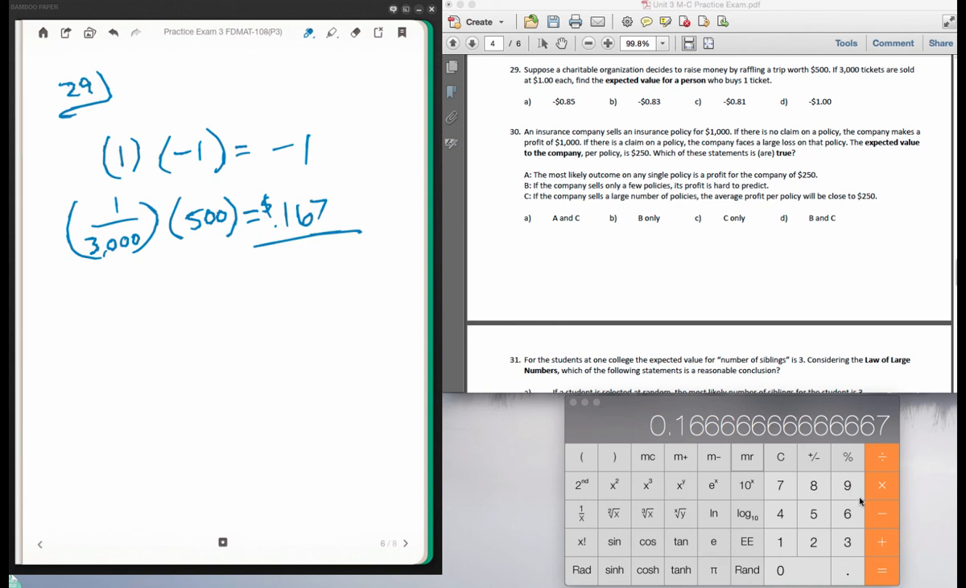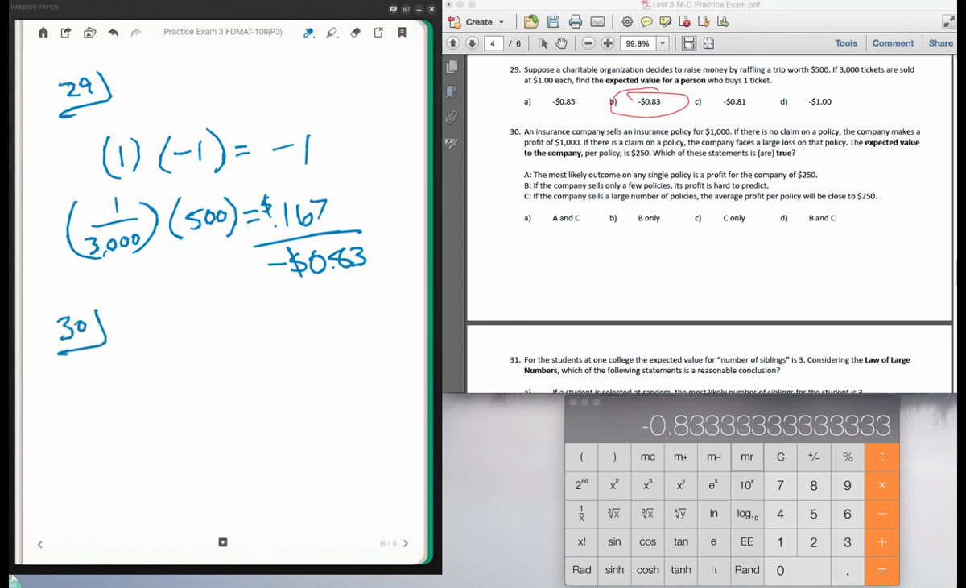So if we add those up, okay, so I'm going to subtract a 1. The expected value is losing 83 cents. Okay, so losing 83 cents is my expected value.